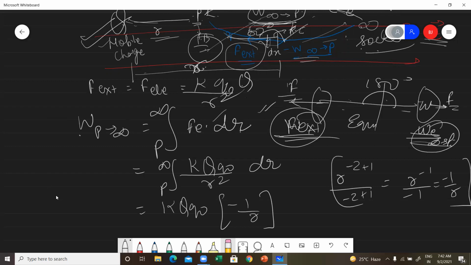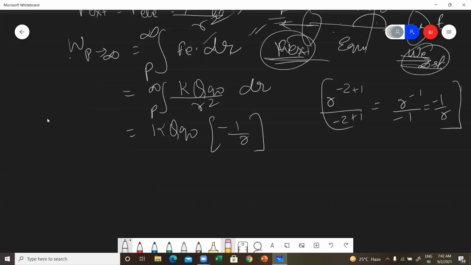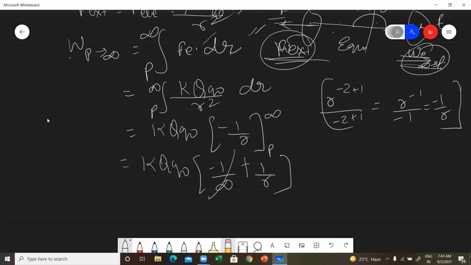Is it clear, Nandini? Yes, ma'am. From where to where? From P to infinity. So this is equal to kQQ naught times minus 1 upon infinity, minus minus gives plus 1 upon R. Infinity is always my 0. So this is equal to kQQ naught by R. So this is my work from P to infinity.